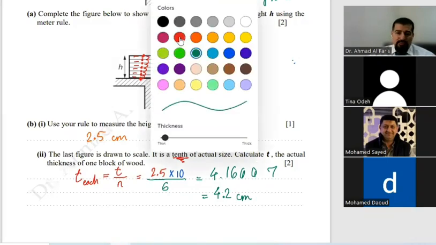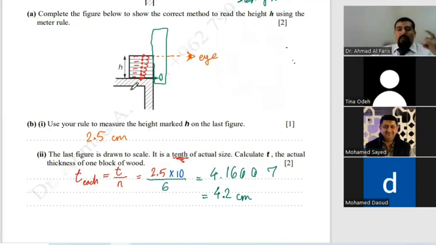Again, what do we have here? We use our ruler to measure the height. It was 2.5 centimeter. Then they said that this picture is smaller by how many times? 10 times. So that means the 2.5 centimeter is 25 centimeter for the height. They ask about the actual thickness of each block, one block. How many blocks do we have here? We count the number of blocks, not the number of lines. And we have 1, 2, 3, 4, 5, 6 blocks.